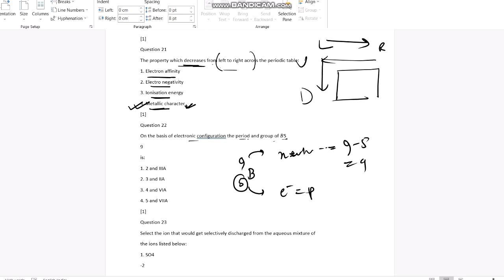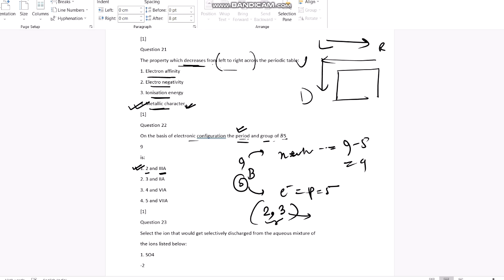It is asked for the group and the period. Group depends upon the number of electrons present in the valence shell, and period depends upon the number of shells present. Now the total number of electrons is 5. If we write it in terms of shells, we have 2, then 3, so a total of 5 is covered. As 2 shells are used, the period number will be 2. So option 1 can be correct, because in option 1 the period number given is 2.